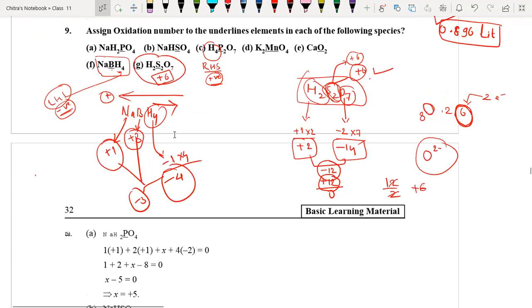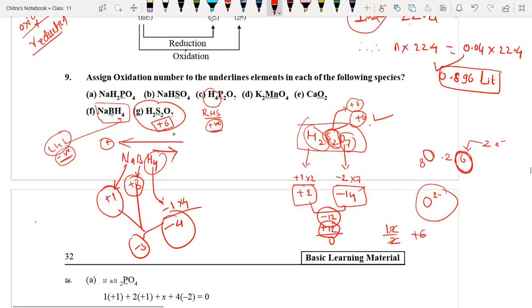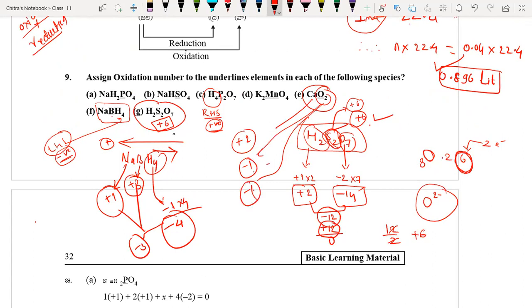For the next one, calcium will always have valency 2, and it is a metal, so it will always have +2. And here we have 2 oxygens, so one oxygen will acquire -1 charge and the other will also have -1 charge. Then -1 and -1 make -2, and -2 and +2 make 0, neutral. So the charge on oxygen will be -1.